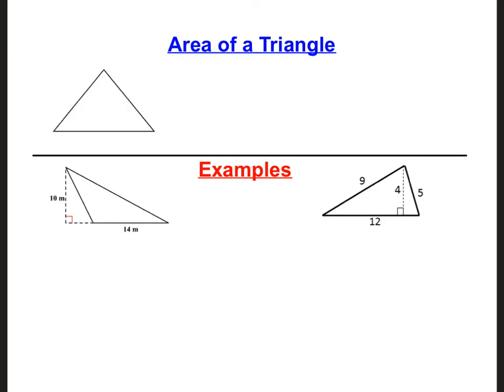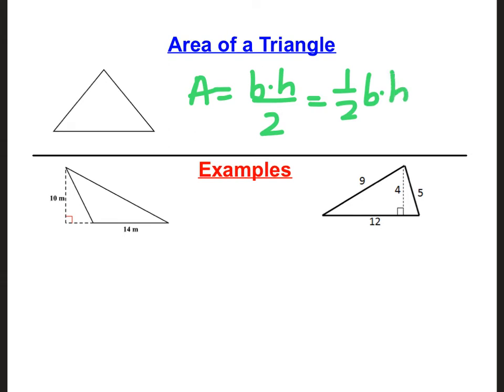Alright, my last one is the area of a triangle. Your formula for the area of a triangle is area equals base times height divided by 2. You may have also seen it as 1/2 base times height. To be honest, I kind of prefer this first one, but the second one says the same thing, so it doesn't really matter which one you use.